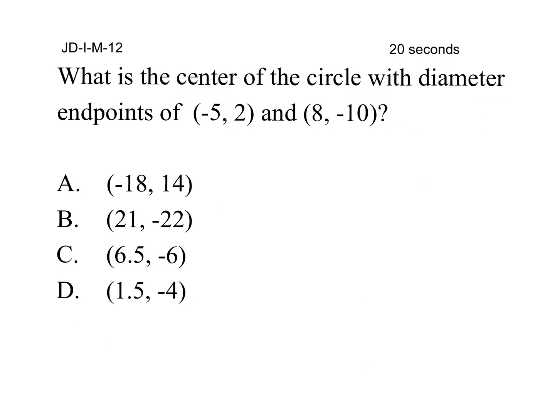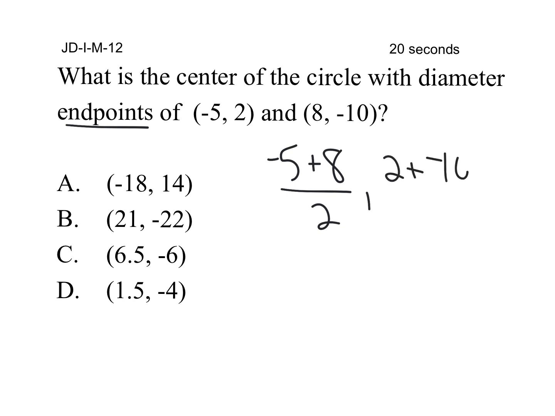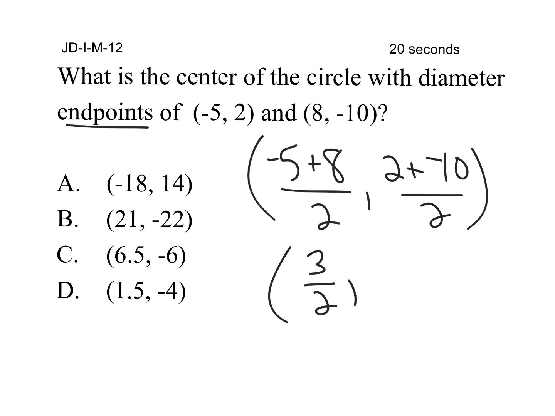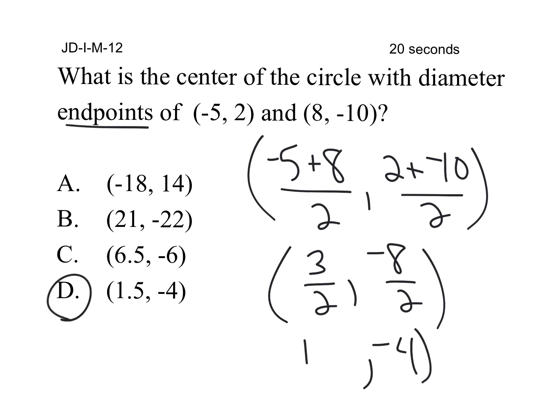Number 12, they want us to find the center of the circle with the diameter endpoints listed there. So basically then, if those are the endpoints, we want to find the midpoint. So if we just add our x values, divide by 2, add our y values, divide by 2. So this would be 3 over 2 and negative 8 over 2. Negative 8 divided by 2 would be negative 4. There's only one that has that option. 3 halves would be 1.5. So choice D.